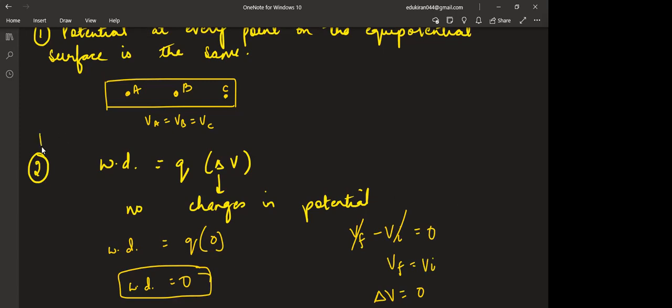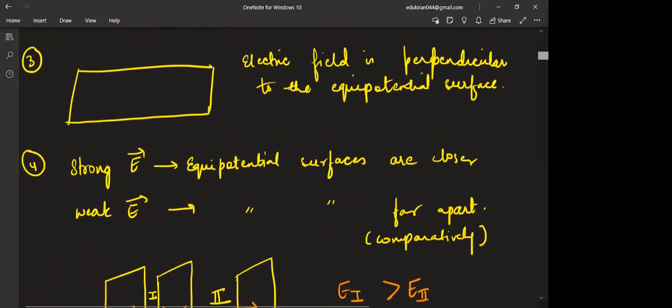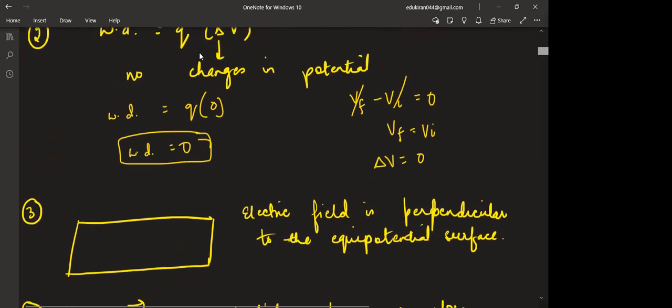Right? So this is the most important point of all the properties. Work done is charge multiplied by the change in potential. So work done is equal to charge into 0. All right. Then see, electric field is always perpendicular to the surface. As in, this is your dr, for example, where your electric field is changing. Electric field will always be perpendicular to the equipotential surface. So sometimes when you have to draw the electric field, just drop the perpendiculars.